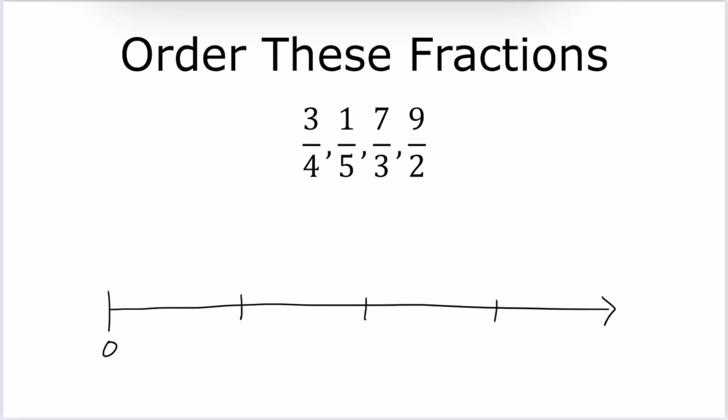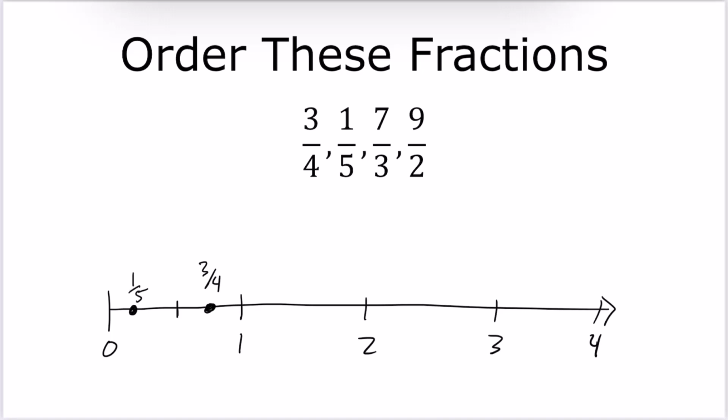So here's the marks 0, 1, 2, 3, 4, etc. If I think about the fraction 3/4, I know that 3/4 is bigger than 1/2, and so 3/4 is going to be about right here because it's in between 1/2 and 1. Then the fraction 1/5 is less than 1/2, and that's going to be about right here.